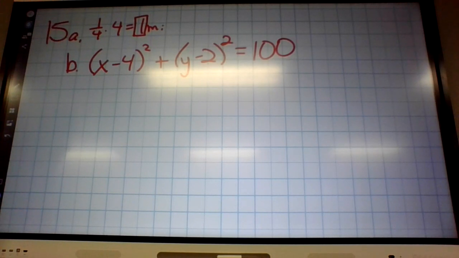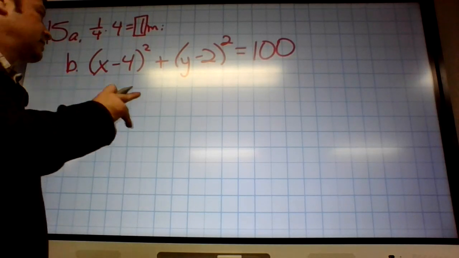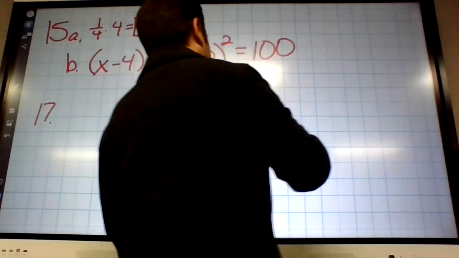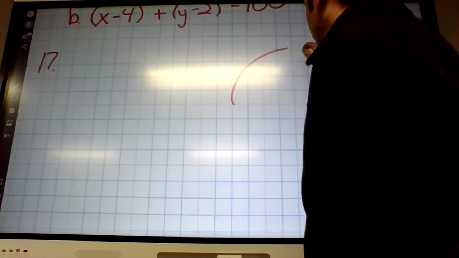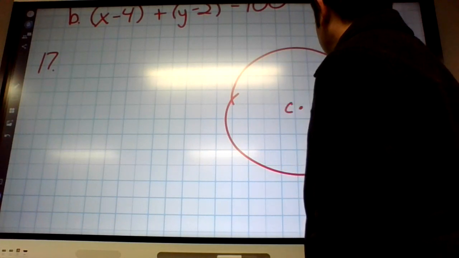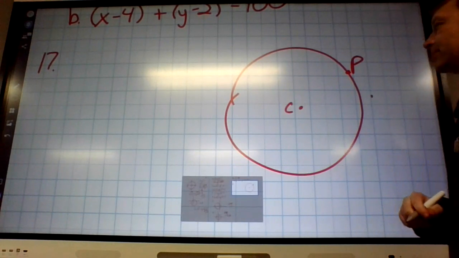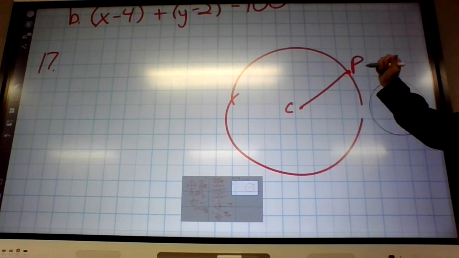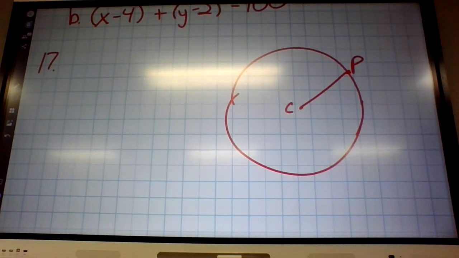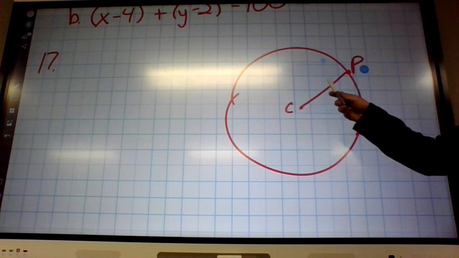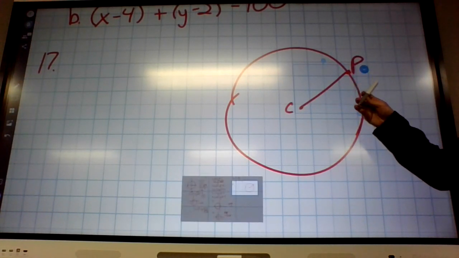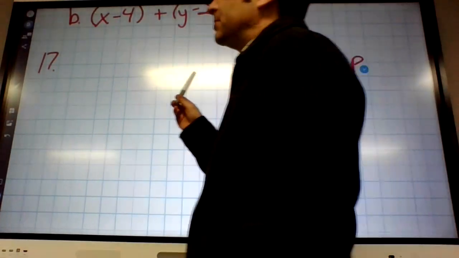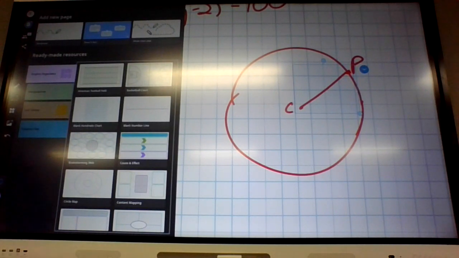Write the equation of a circle centered at C, so that's kind of like what we were doing before, that passes through P. Okay, so in other words, they're giving us the center like they were before, but this time they're not telling us the radius, they're telling us a random point P that's on the circle. So how could we find a radius? How can we find the length of the radius? The radius would be the distance between the center point and this point. How do we find distance? Yeah, distance formula. Remember that?